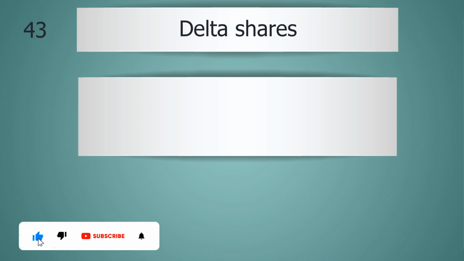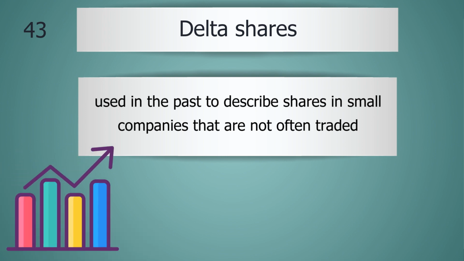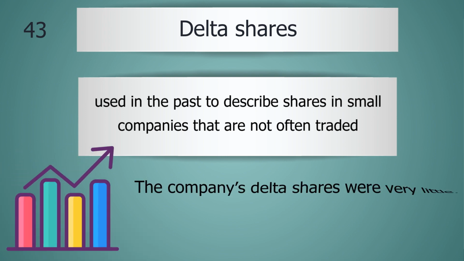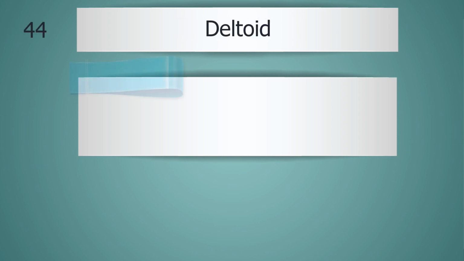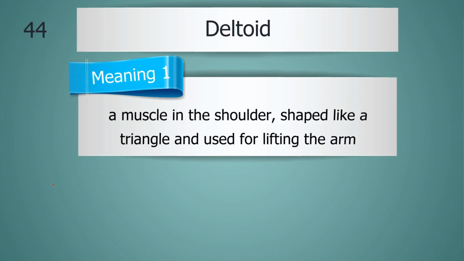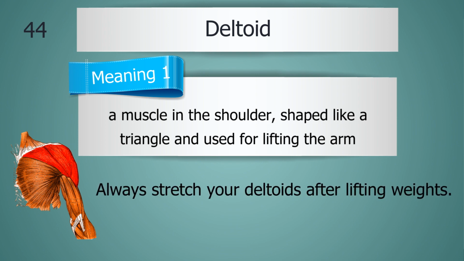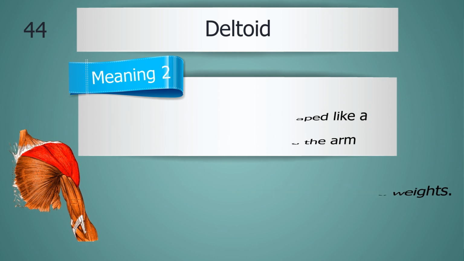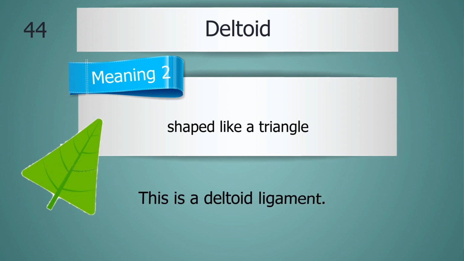Delta shares, used in the past to describe shares in small companies that are not often traded. The company's delta shares were very little. Deltoid, first meaning, a muscle in the shoulder shaped like a triangle and used for lifting the arm. Always stretch your deltoids after lifting weights. Second meaning, shaped like a triangle. This is a deltoid ligament.